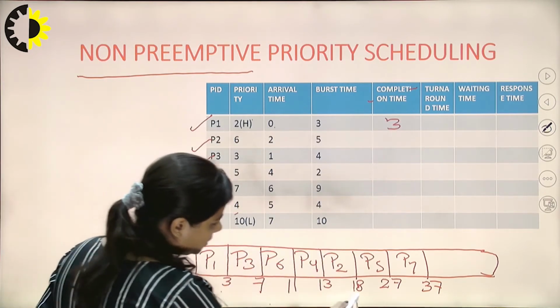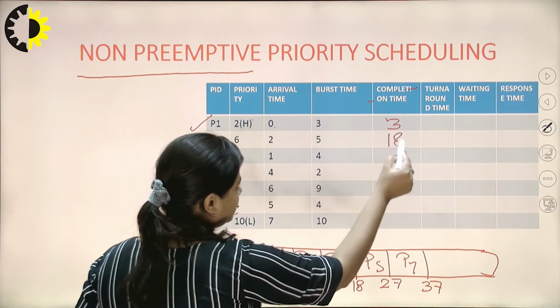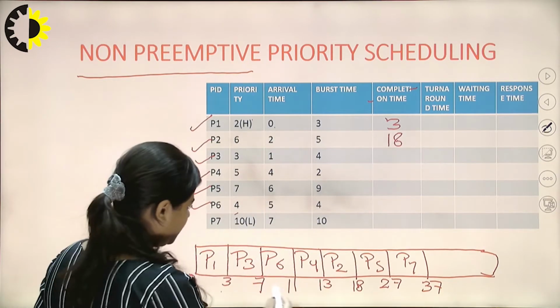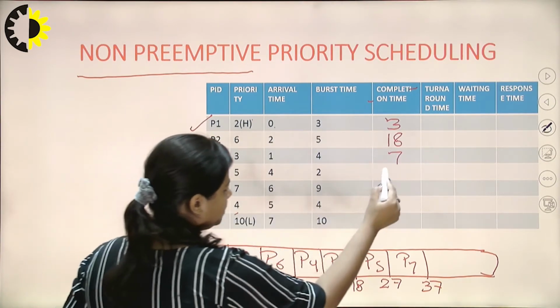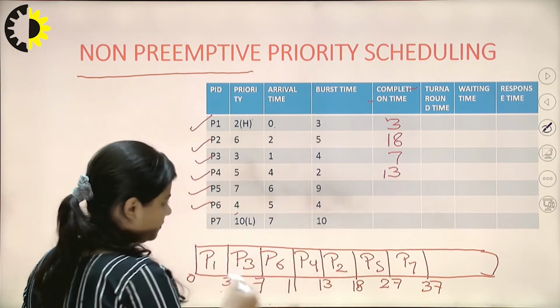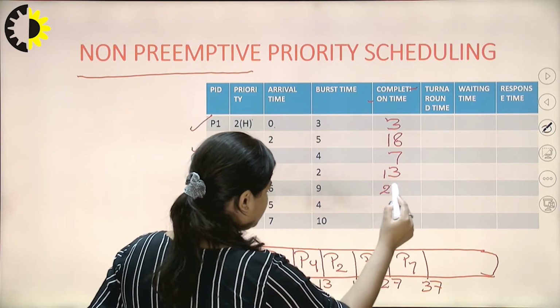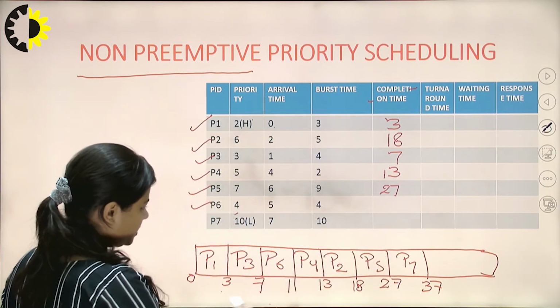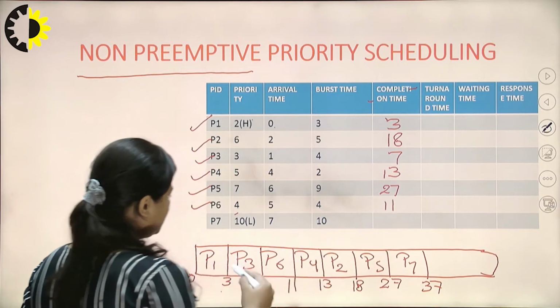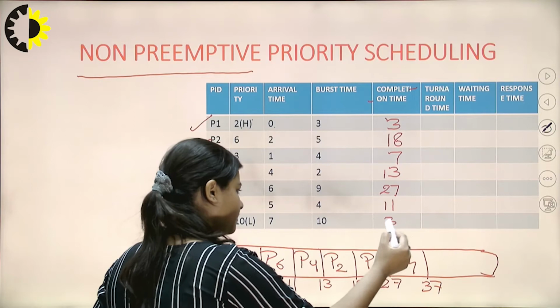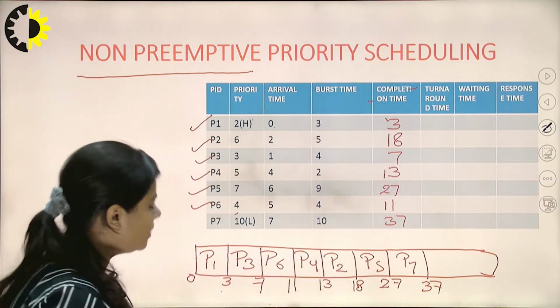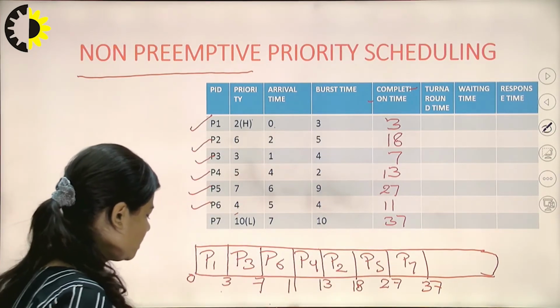P2 is getting complete on 18. P3 is getting complete on 7. P4 is getting complete on 13. P5 is getting complete on 27. P6 is getting complete on 11. And the completion time for P7 would be 37. So this is the completion time value for each process.